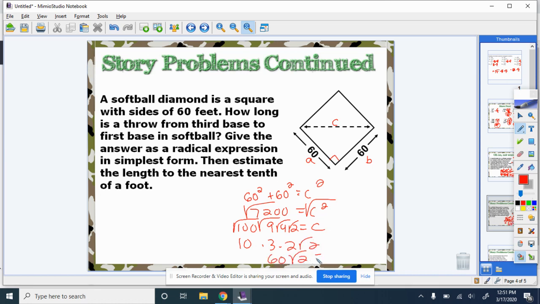You could have simplified that in an easier way, I think. If you typed it into your calculator, it's 84.9 feet. Okay, I hope these story problems helped. You're going to do more practice activities today involving simplifying radicals.